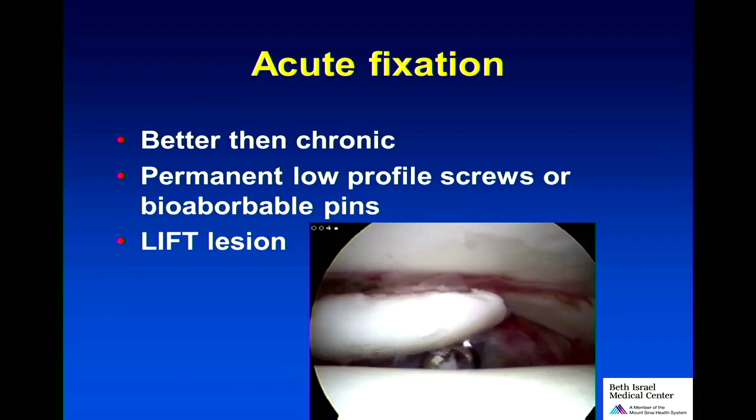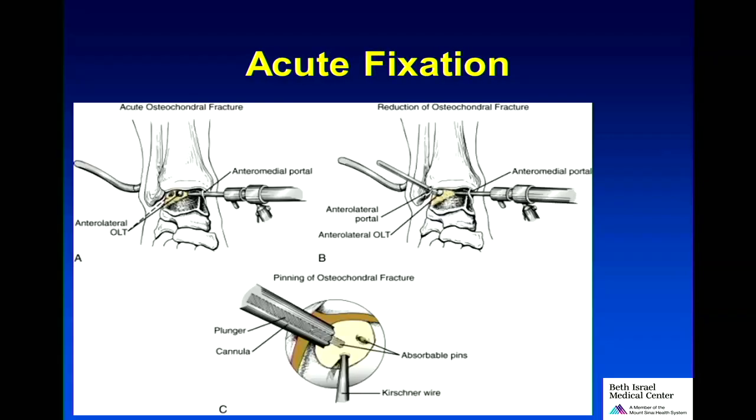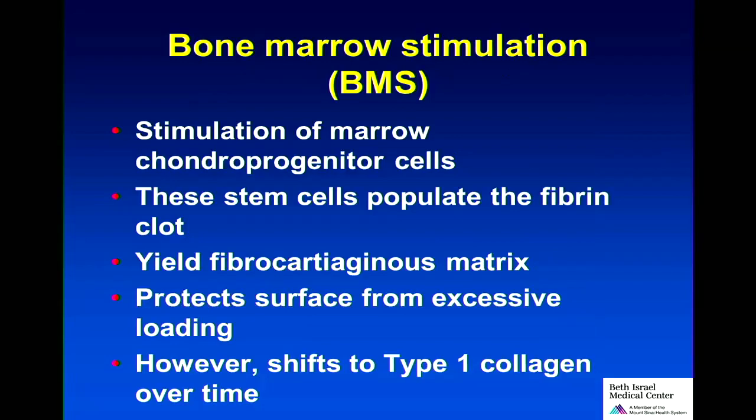In terms of surgical intervention, the acute fractures are really the more or less common presentation. Certainly for any displaced fragment, the indication would be to excise or to fix. There's what's called a lateral inverted fracture of the talus, a lift lesion, which is this inverted lesion of the lateral talus. And the approach is generally an arthroscopic technique with absorbable pins or small screws, or making a small open incision. So the mainstay of arthroscopic treatment for this problem has been bone marrow stimulation.